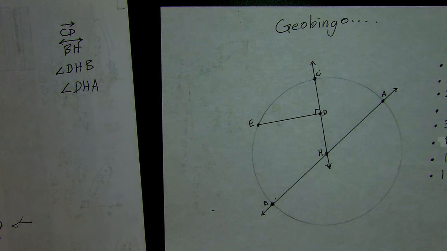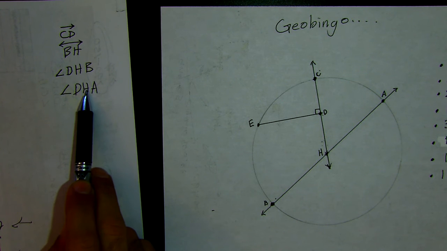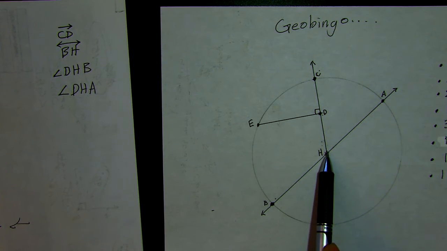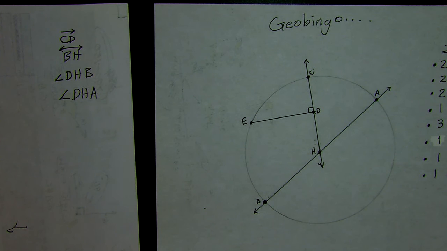And there's one other name for that. You know, this is DHA or AHD. H just has to be the middle letter because look where H is. H is the corner of that angle. See what I mean? Anyone have questions on that one?